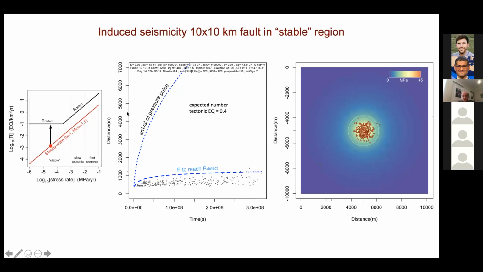This is that space-time plot of seismicity, where this distance is the distance from injection to a point on the fault. And this is a map of the fault, with the red dots showing these randomly drawn earthquakes at the underlying rates. So this is the pressure change needed in a stable area, and this is what the seismicity looks like. The expected number of tectonic earthquakes in this 10-year period is less than 1, so it's negligible. And we see that the seismicity is very tightly contained in this simulation.